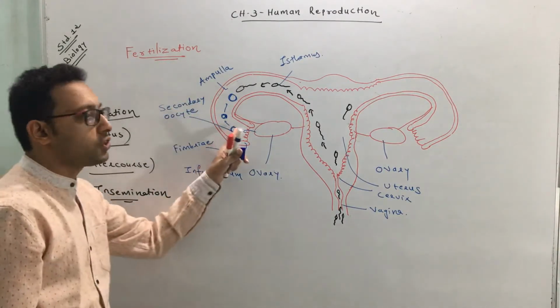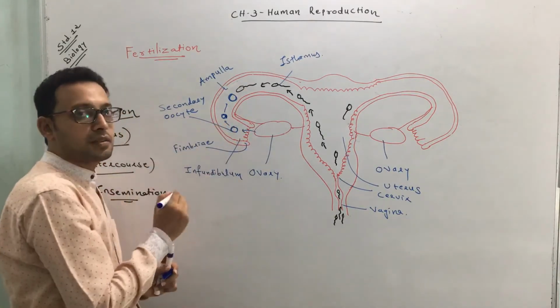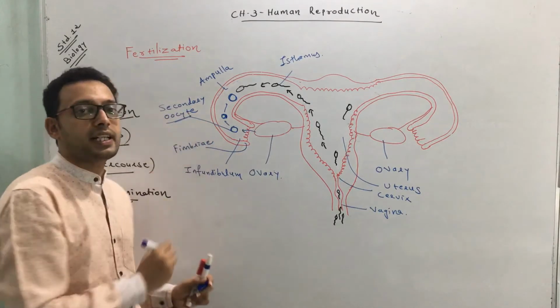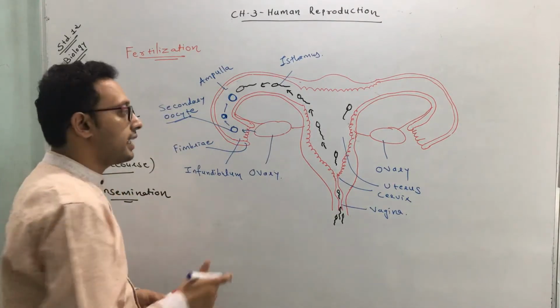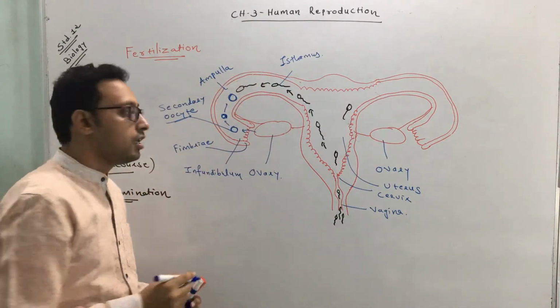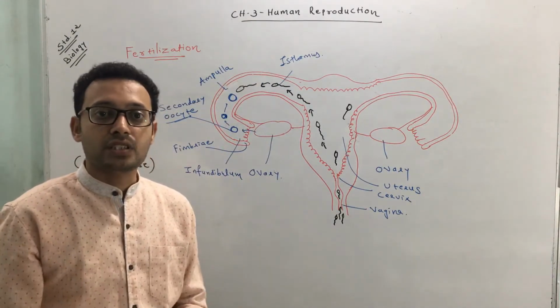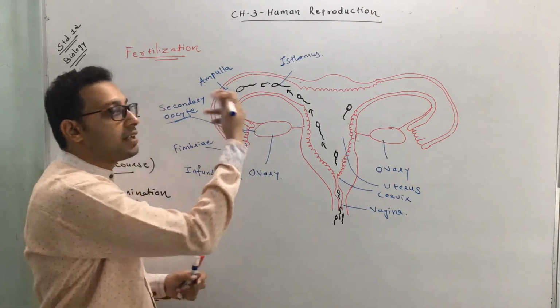Okay, the female gamete, or ovum, gets released. More specifically, I will call it the secondary oocyte. It is released and moves towards the ampullary region, because the oviduct possesses cilia, hair-like structures through which the ovum can move.